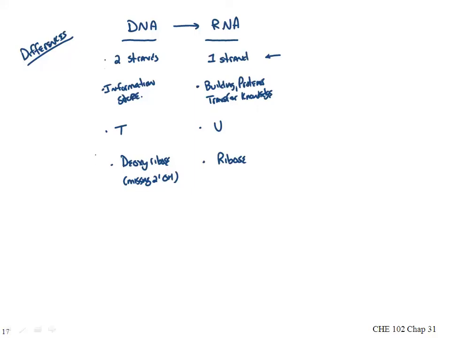Do I have one more difference? I should have 5. That's usually how many I count to. Oh, this one's kind of tough. I'll give it to you guys. DNA, and this is my own notation, is just DNA. RNA is usually heavily modified.